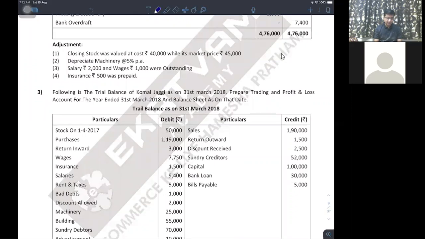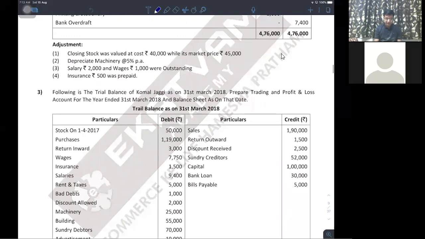Depreciate machinery at 5% per annum. Salary 2,000, wages 1,000 were outstanding. That means those are the expenses of the year, but the amount is still payable. So it will be added to the respective expense and will be shown in the balance sheet liability side. Insurance 500 was prepaid, that is the amount has been paid, but the benefit will be received in the next year. Therefore, it will be subtracted from insurance and will be shown in the balance sheet on the asset side.